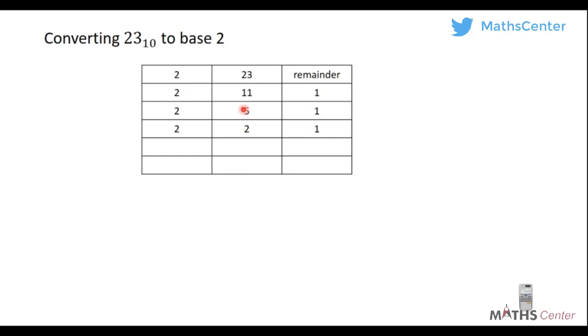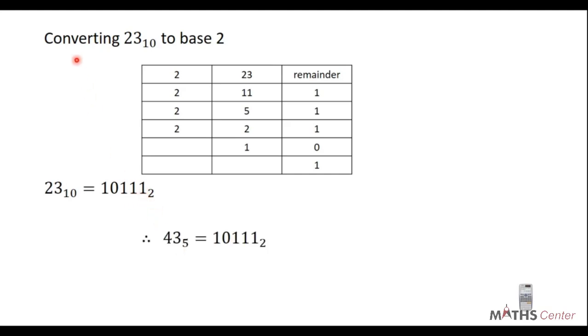You divide 5 by 2, you are going to get 2 as the whole number and a remainder of 1. Since 2 times 2 gives us 4, 5 minus 4 gives us 1 as the remainder. You divide 2 by 2, you are getting 1 as the whole number and a remainder of 0. Since 1 is smaller than 2, you write 1 here. So you are going to have 1 0 1 1 1. So if you convert 23 to base 2, it's going to give you 1 0 1 1 1 base 2.